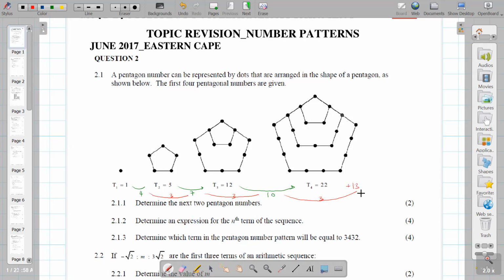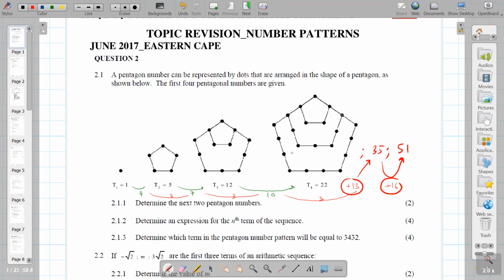And then I'll add 13, and with 13, the next one, I'll add plus 16. You see the differences are increasing. So I'll add 13 and 16. So the next term is 13 more than 22, so that gives me 35. And after 35, what is my next term? Plus 16, then it is 51. So those will be the following two terms, 35 and 51.